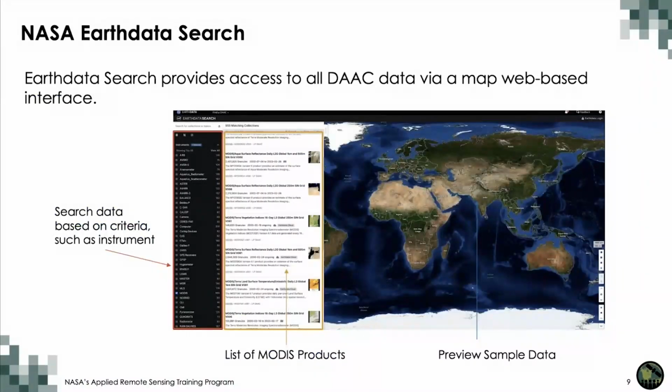NASA also provides a web-based interface to access all DAAC data. MODIS is one of those data products you can access through Earthdata Search. Here I showed one example. You can use Earthdata Search to filter by instrument, like selecting MODIS. You can view the list of MODIS products show up in the second panel, and you can also preview certain MODIS data products on the map.